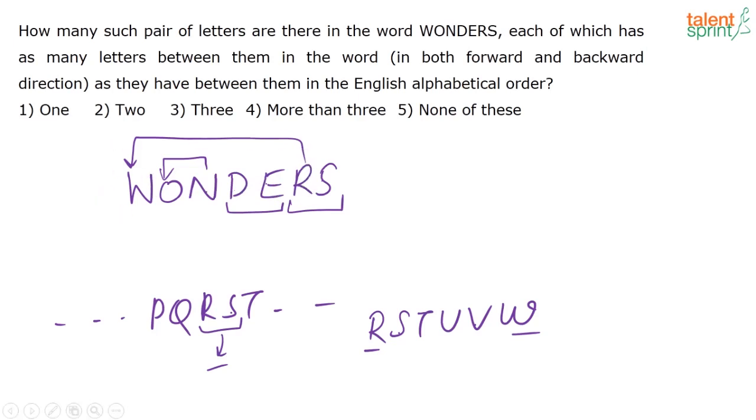So how many such pairs of letters are there in this word? There are 4 pairs of letters in this word which have as many letters between them as in the English alphabetical order. So the answer for this question from the options will be more than 3, option 4. Correct. These are the pairs. Lot of you got the answer correctly. Excellent. Let's move on to the next question.